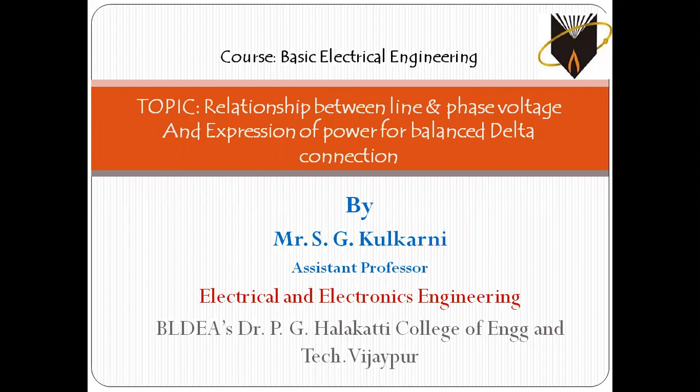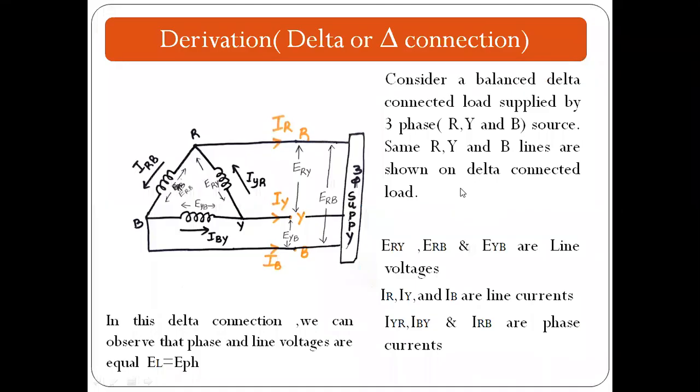So under the course Basic Electrical Engineering, today we shall deal with the topic: relationship between line and phase voltage and expression of power for balanced delta connected system. There is a derivation for this. In this derivation, we have to consider a balanced delta connected load supplied by a three-phase source.